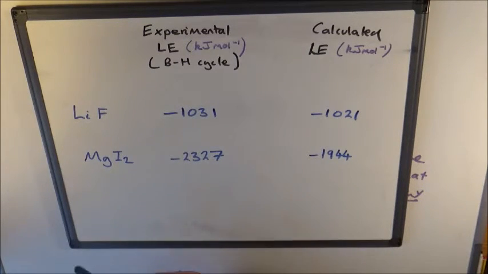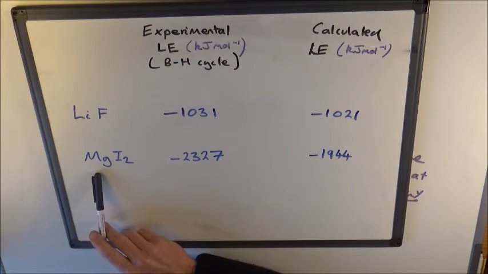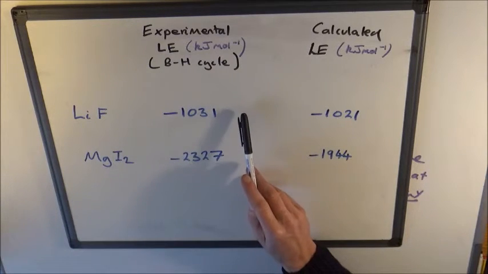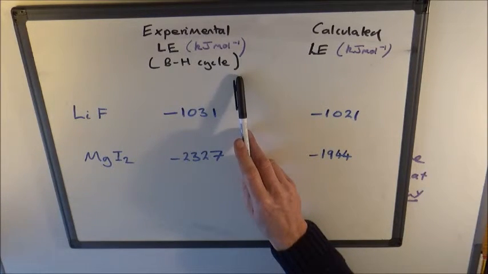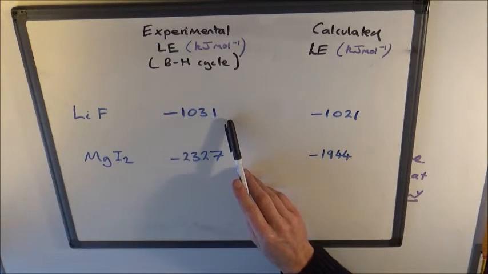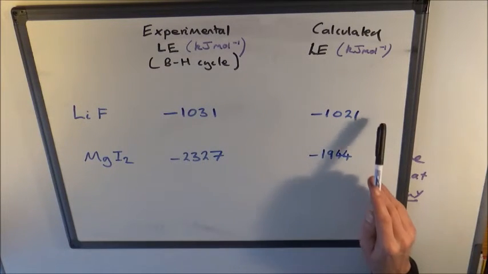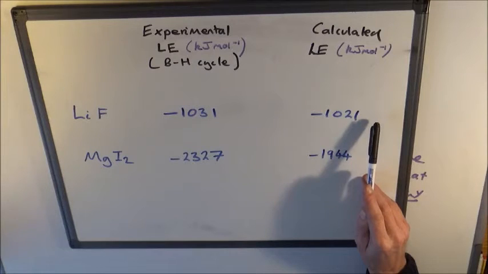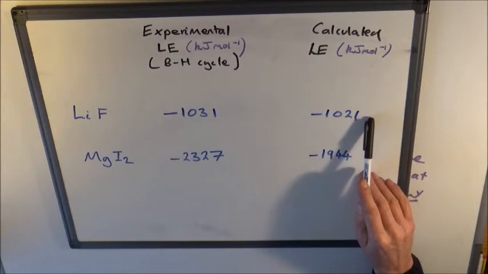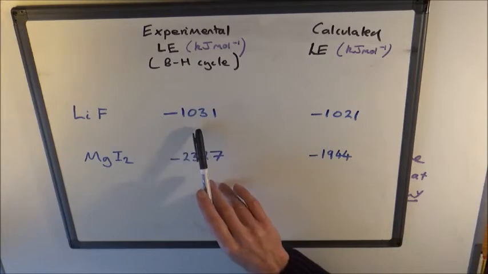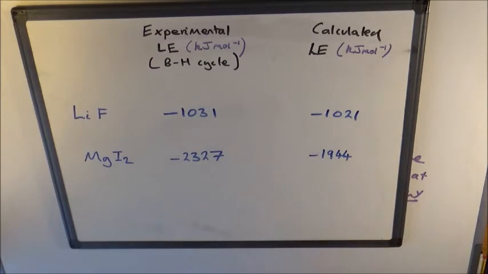Here we're looking at two compounds, lithium fluoride and magnesium iodide. First of all, look at the lithium fluoride. The experimental value obtained by putting the experimental values into the Born Haber cycle gives the lattice enthalpy as minus 1031 kilojoules per mole. If you calculate the lattice enthalpy, and that's based with the assumption that there is only ionic bonding holding the ions together, you get very good agreement. So really we can say that ionic bonding largely accounts, or almost entirely accounts, for the strength of the bonding in the lattice of lithium fluoride.